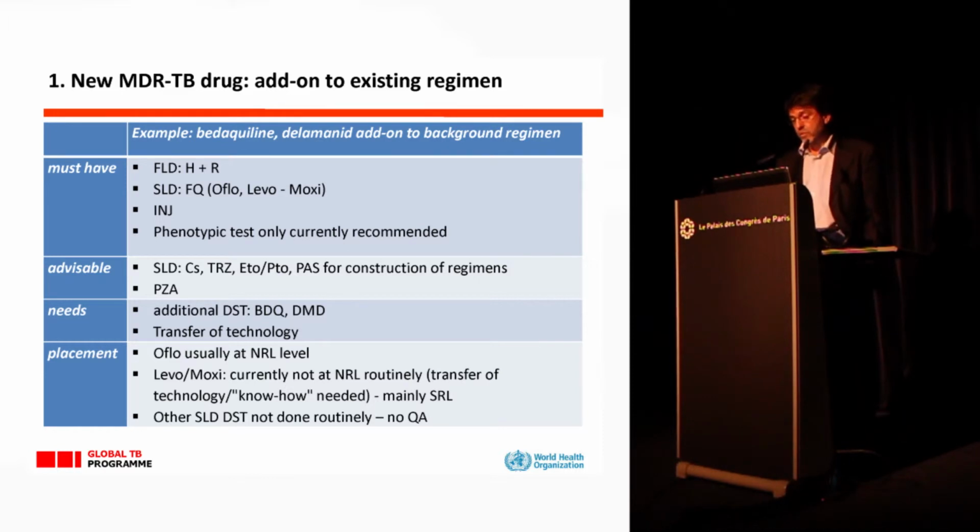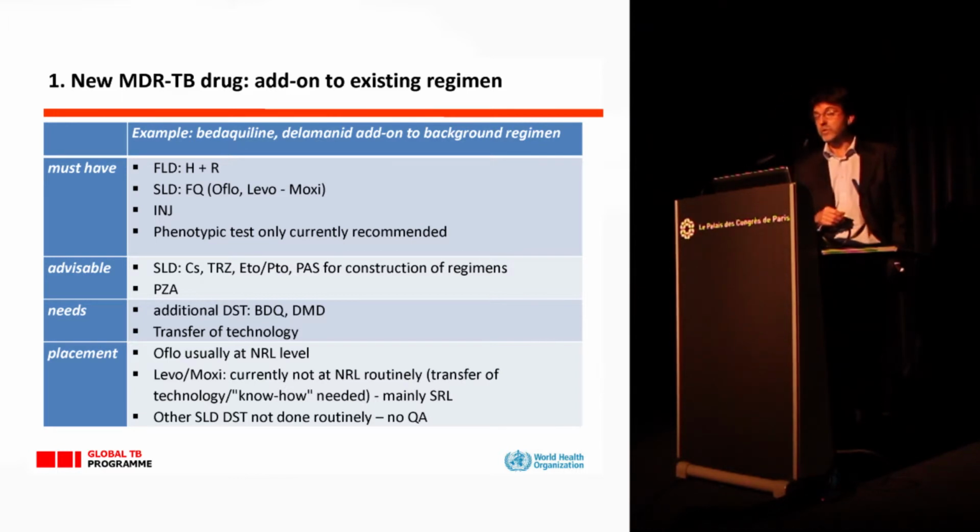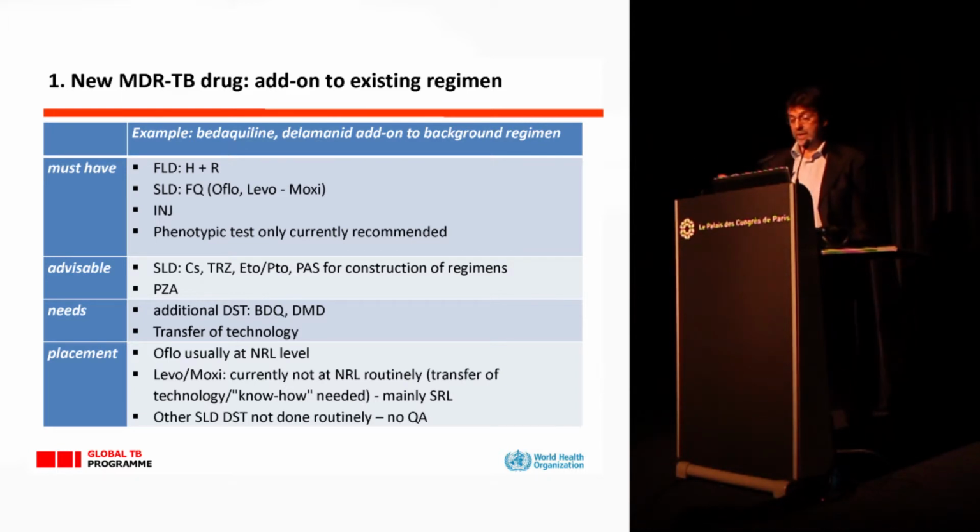Additional needs, of course, we need to know about drug resistance to bedaquiline and to delamanid if introduced, because of the monitoring to try and see how it develops and what is the effect of the introduction of the drugs on the emergence of resistance to that drug. And what is needed is transfer of technology. And this transfer of technology is necessary because there is the problem of placement.